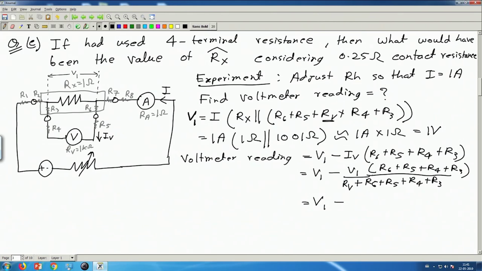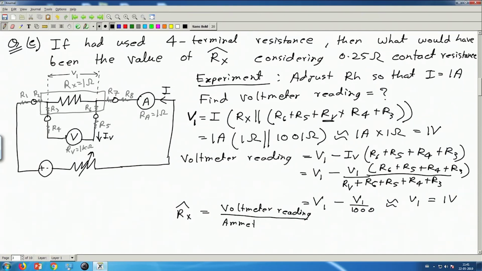Okay, so this is 1 over 1000, so we can write this as V1 divided by 1000. So this is approximately equal to V1, which is equal to 1 volt. Okay, therefore Rx hat will come out to be voltmeter reading divided by ammeter reading, which is I. Okay, so this will be 1 volt by 1 ampere, which is equal to 1 ohm.